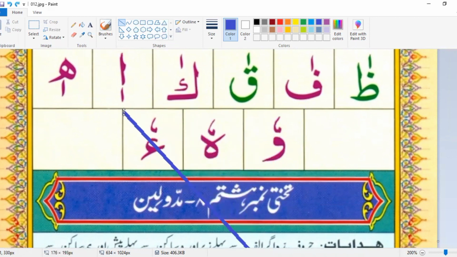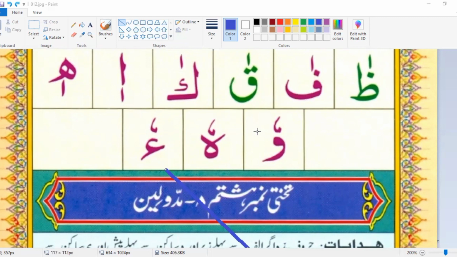Hamza standing kasra, e. Whenever alif has got any movement or jazm sign, alif becomes hamza. Ha standing kasra, he. Waw inverted dhamma, woo. Ha inverted dhamma, who. Hamza inverted dhamma, oo.